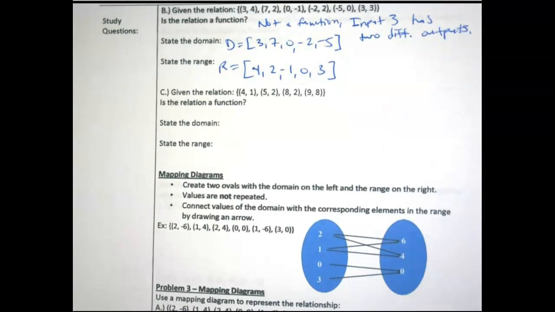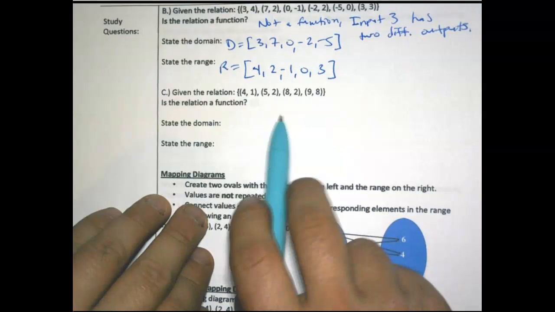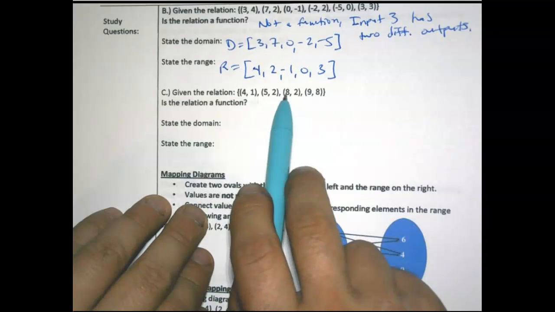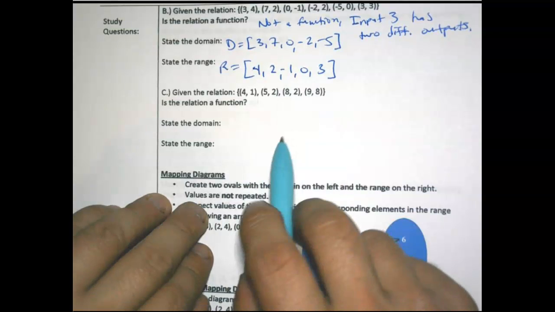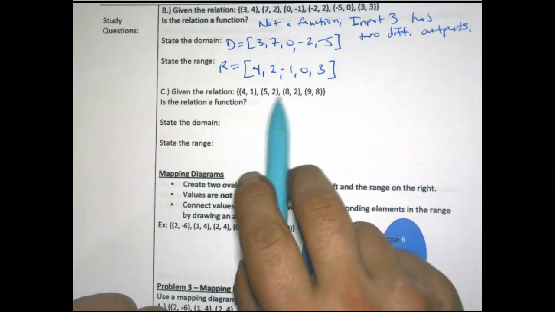Next is the relational function. Let's see. 4, 1, 5, 2, 8, 2, 9, 8. Well, none of the x values show up twice, so I don't need to worry about the same thing I worried about in the last one. Each input does have one unique output.